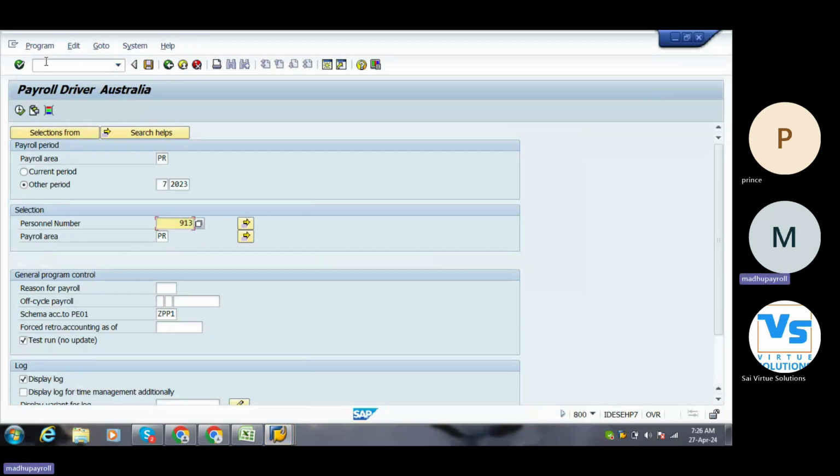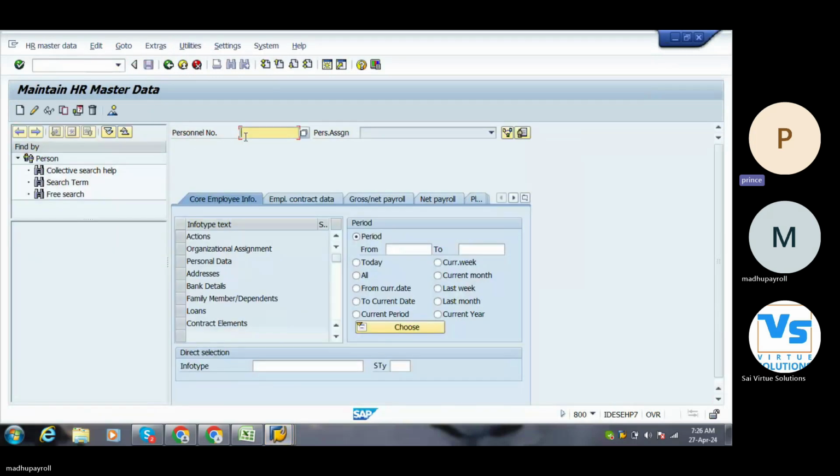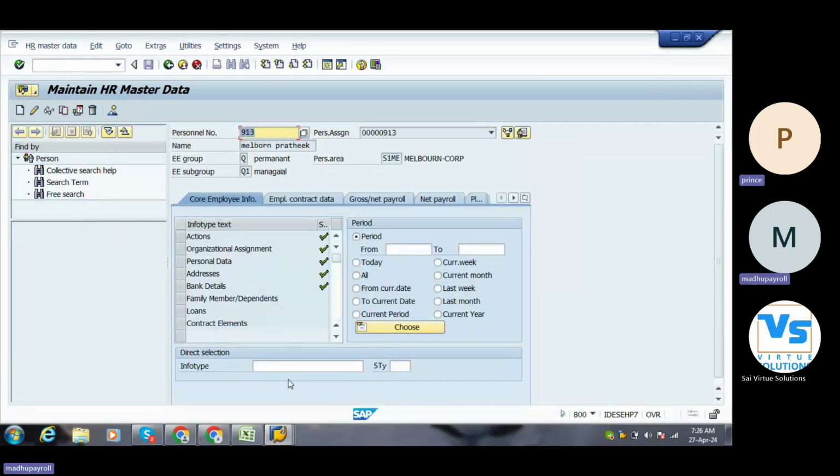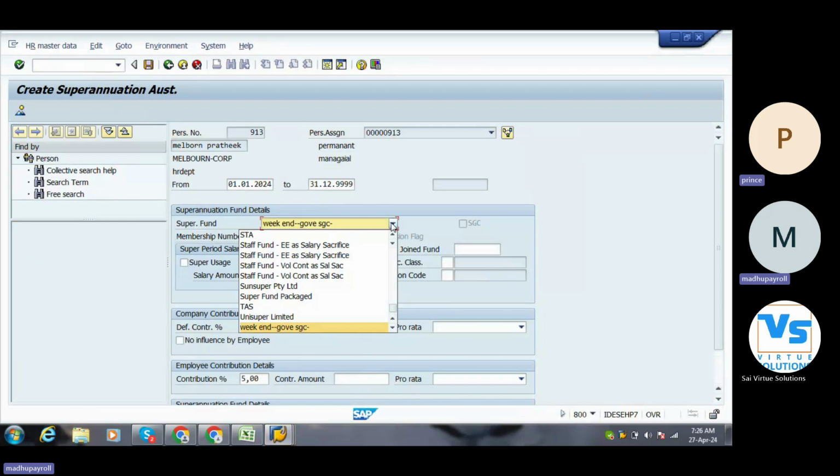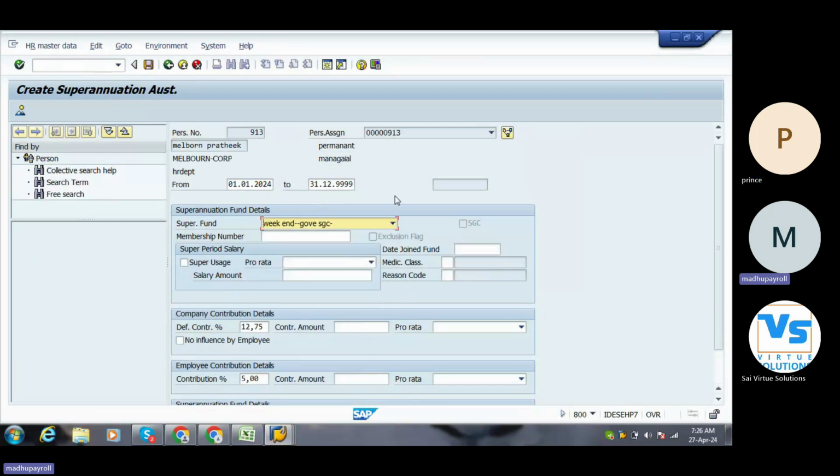913, 220. Superannuation for Australia. Like in Indian payroll we have a gratuity trust or the pension trust, you have to specify the pension trust, whatever you can configure, you can specify here. Then there is the superable earnings and superable period.